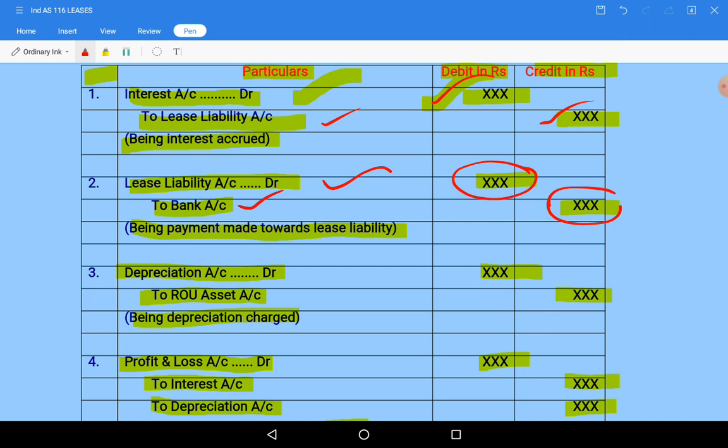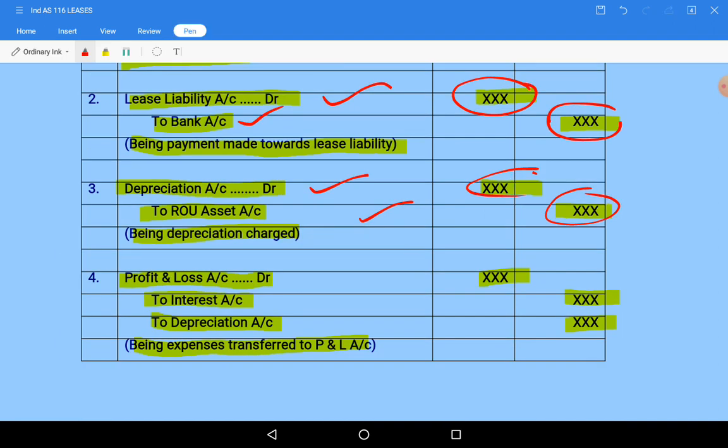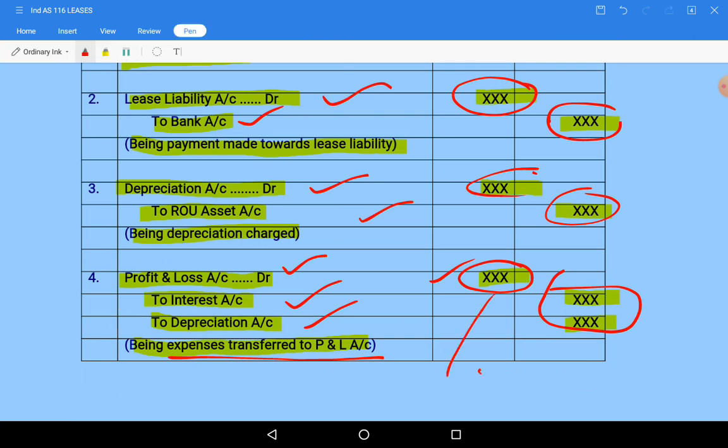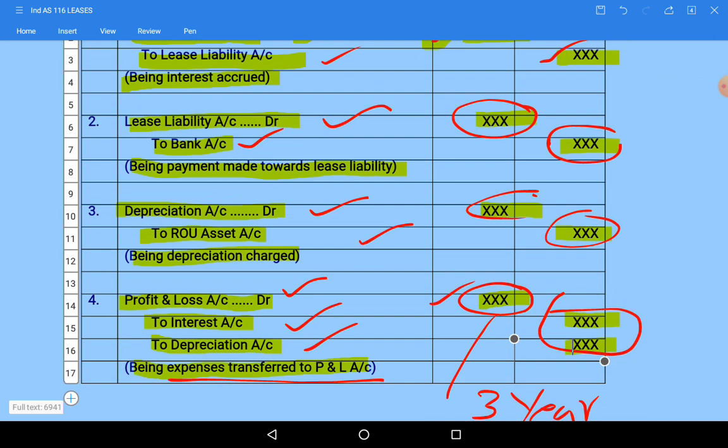Next, depreciation on leased asset, depreciation to right to use account. So debit and credit. Next, whatever expenses are there, that is interest and depreciation, P&L account debit to interest and to depreciation. These two amounts will be tallied with this amount, will be transferred to P&L account. Here and like this, how many years are there lease term? In the example I said 3 years na. So each year end same general entries will be followed. Same general entries we need to write for 3 years.